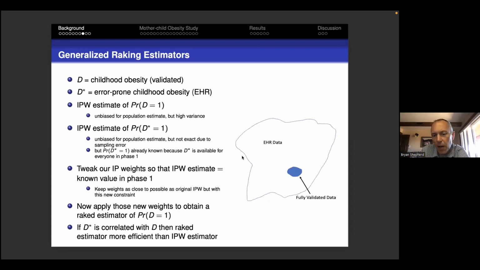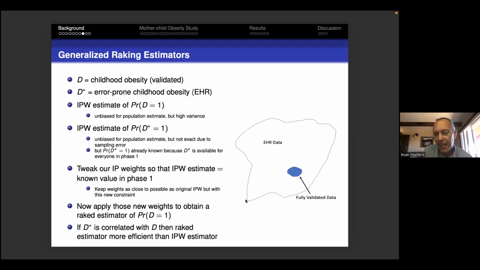Now you could think of also, let's suppose we wanted to do an inverse probability weighted estimate of the prevalence of D star. So you could do that. You could apply those same IPW weights to estimate the prevalence of D star in the whole population. But you actually know that prevalence because D star is available for everybody. So your IPW estimate is going to be close to, hopefully, the true overall population estimate, but it's not going to be exactly the same.